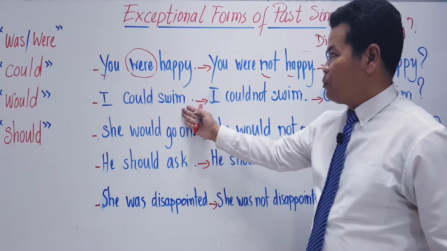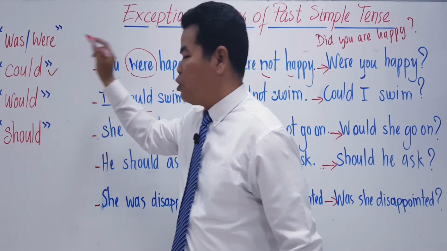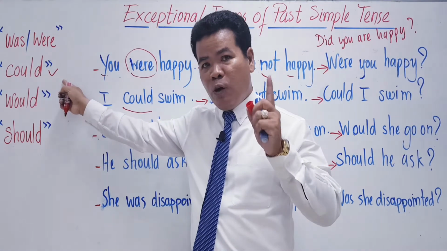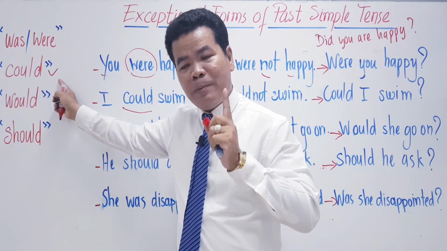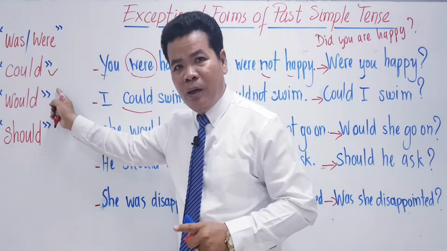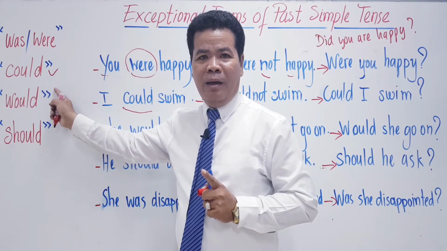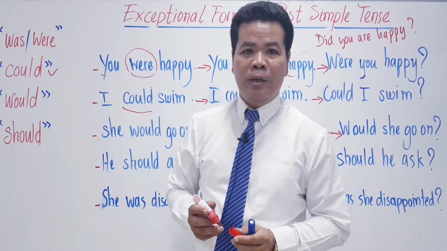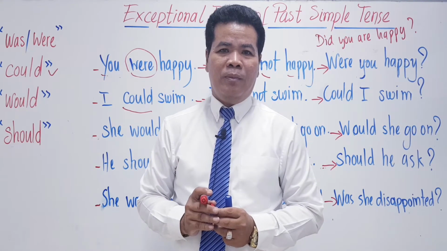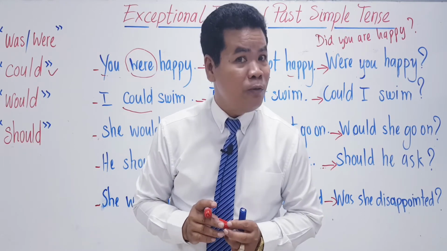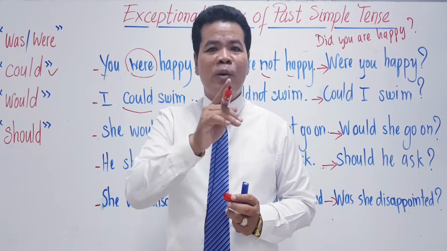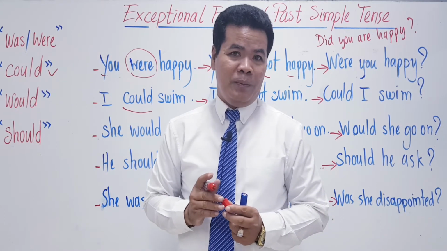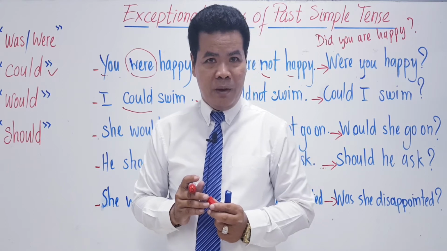I could swim. So could is one of the exceptional verbs. Again, could is one of the exceptional verbs. In a sentence, when you have seen the word could, okay, you don't need to use did as the helping verb anymore. When you want to make affirmative to the negative, just add not after could. This is the right form. Because the exceptional form says like that. You don't need to ask me the question why. No why. You have to follow the forms. Understand? All right, I hope you understand.